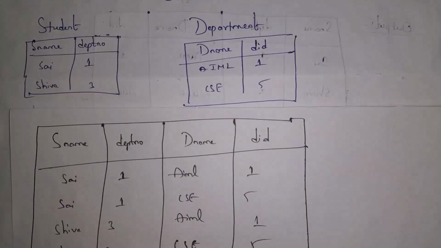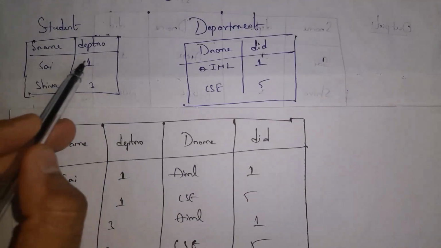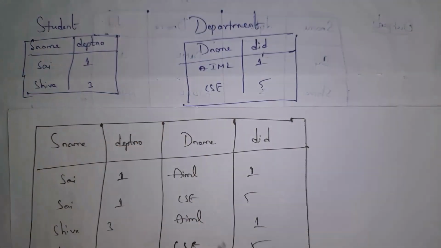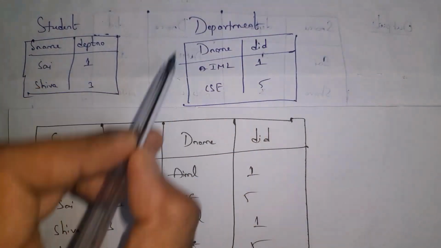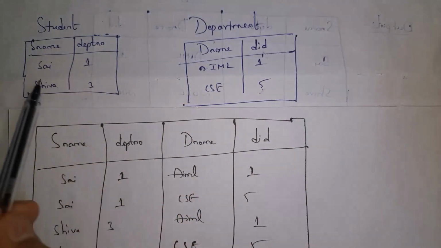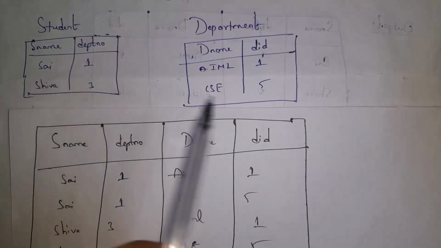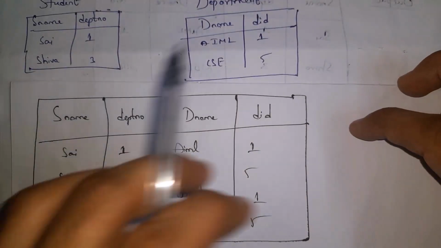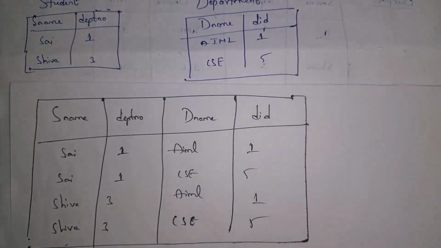Cartesian product means at first, from this table, the first row is combined with all the rows in the second table, and similarly the second row is combined with all the rows in the second table. So Sai 1 AML 1 and Sai 1 CSC 5, and Shiva 3 AML 1, Shiva 3 CSC 5. This is the Cartesian product. Now on this particular table, the outer join operation will be performed.